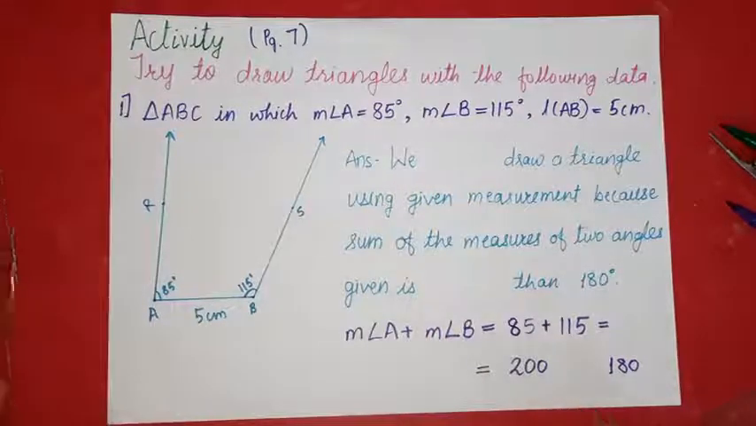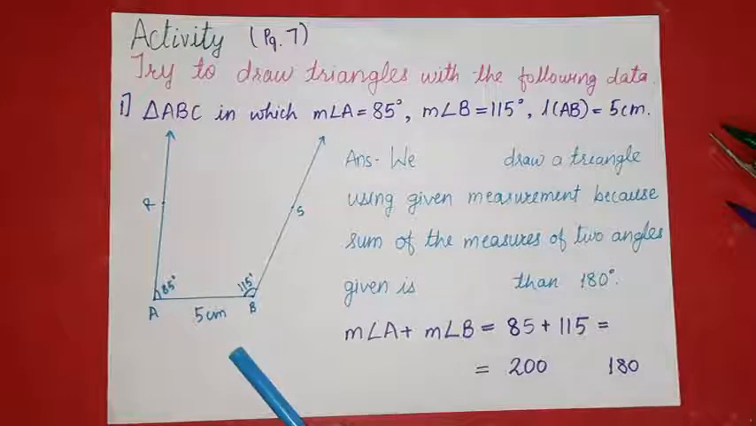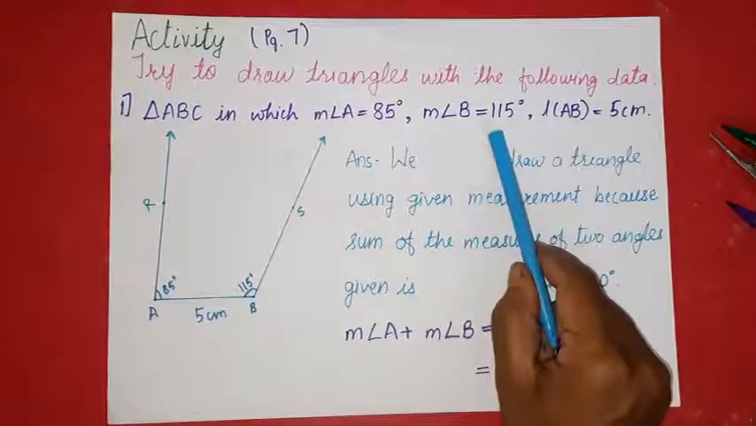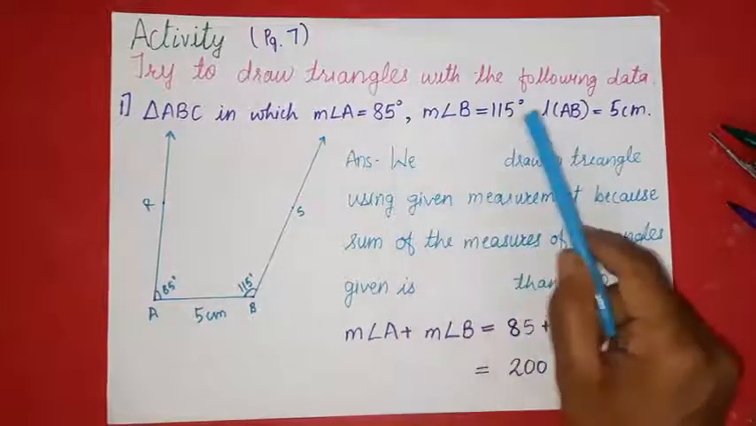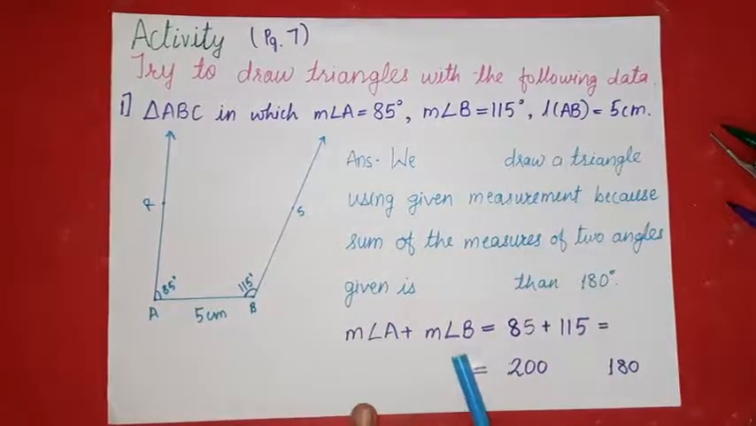Now children, from the figure here, are you able to draw the triangle? No. What is the reason behind it? See the measures of the angles given here. Measure of angle A is 85 degrees, measure of angle B is 115 degrees. So if you add the measures of these two angles, 85 plus 115, you get 200. So 200 is greater than 180.